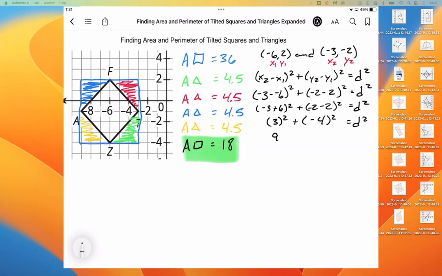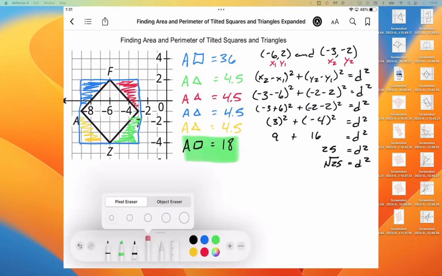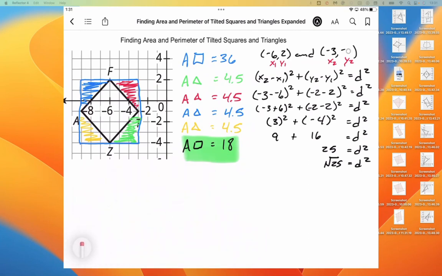So we've got 9 plus 16, 25 is equal to d squared. Square root of 25 equals d. And I just noticed I made a typo. That is not negative 2 right there. That's a negative 1. So that's going to change my y2 value.